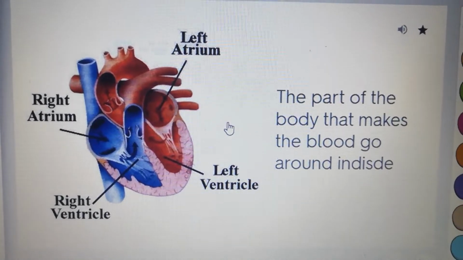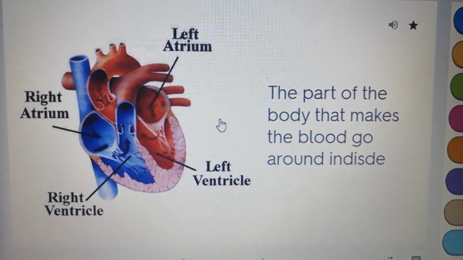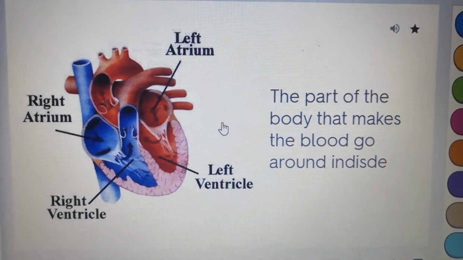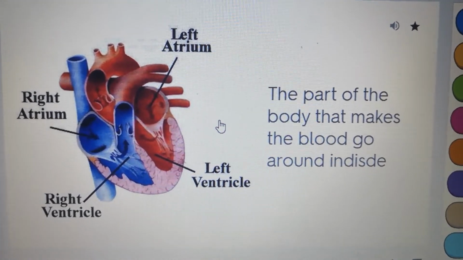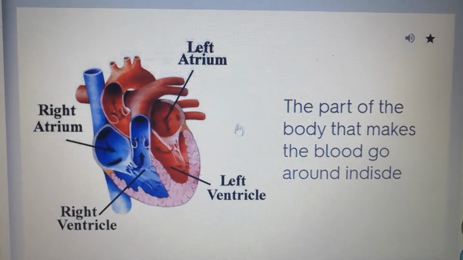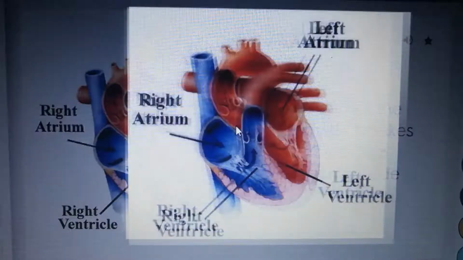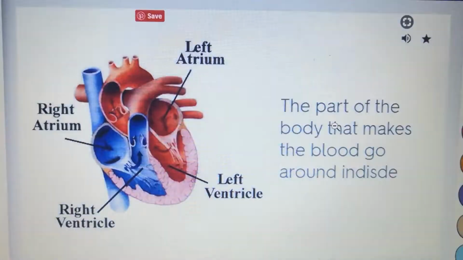So this helps pump the blood, right? For example, Judy's heart beat quickly as she ran up the stairs. So this is what we call a heart.